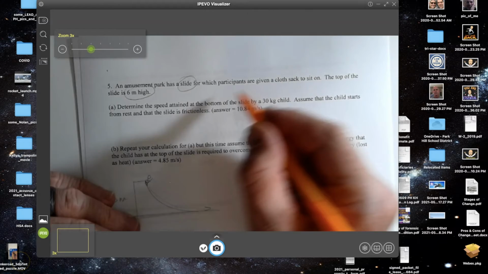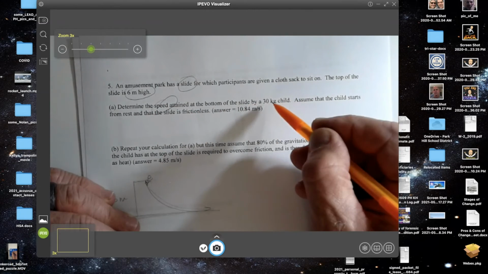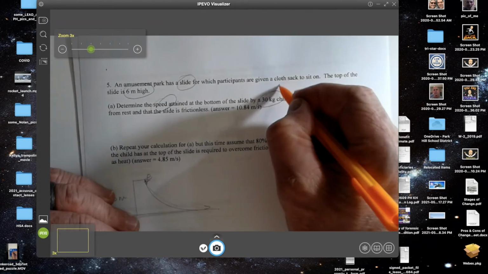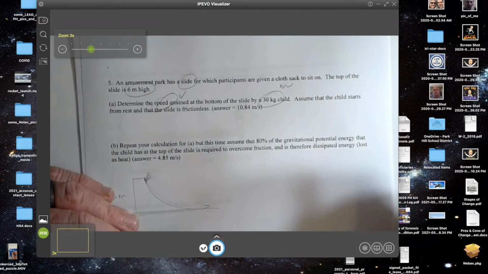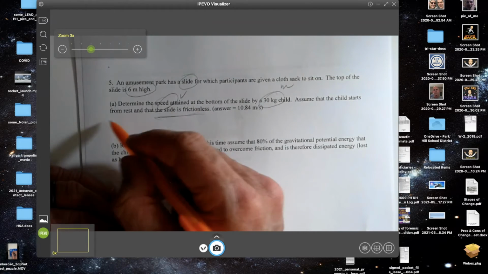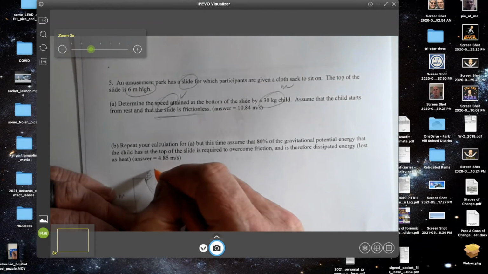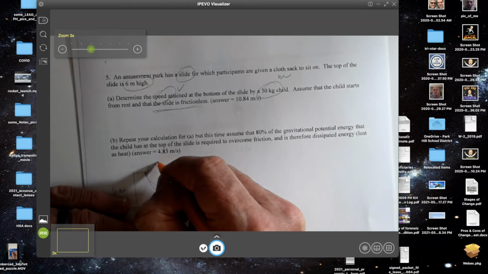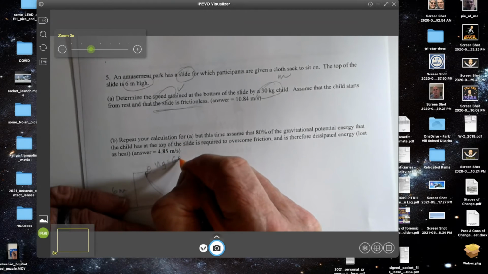And we'd like to get the speed attained at the bottom of the slide by a 30-kilo child. That'd be the mass, and that'd be the velocity. Now we're assuming on this part that the child starts from rest, so there'd be no kinetic energy here, so all we have is UG, or GPE.